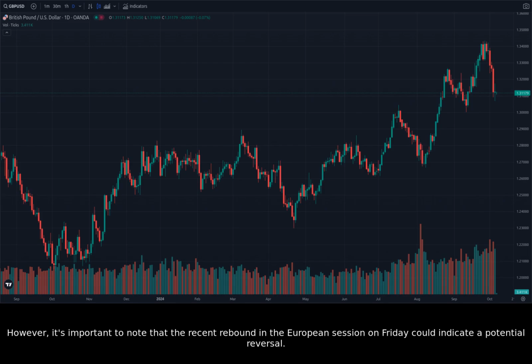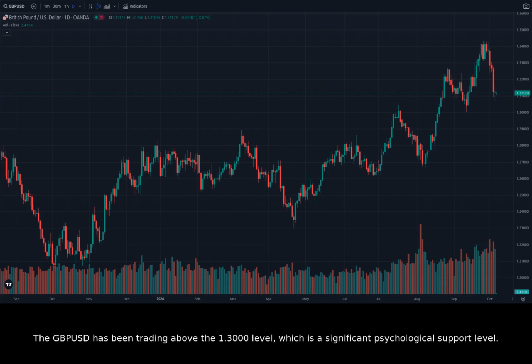However, it's important to note that the recent rebound in the European session on Friday could indicate a potential reversal. The GBPUSD has been trading above the 1.3000 level, which is a significant psychological support level. If the GBPUSD can break above the 200-period SMA at 1.3200, it could signal a potential bullish reversal.